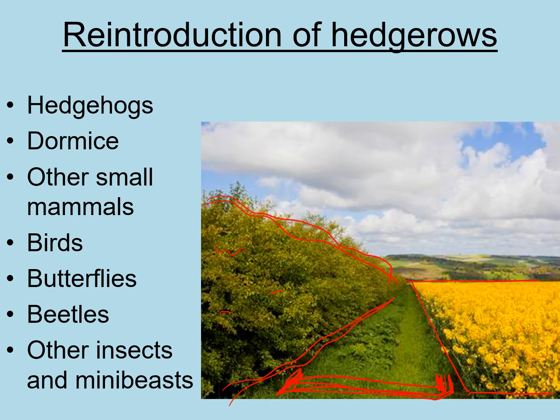Birds, butterflies, beetles and other insects and mini beasts. So again, all these smaller insects would help in the biodiversity of the area because they provide the food source for the other living things. So for example, other mini beasts might include snails. Well, hedgehogs eat snails. So it increases the biodiversity of that area and the food chains and the food sources for all the different organisms. So they've got living space and they've got food sources.